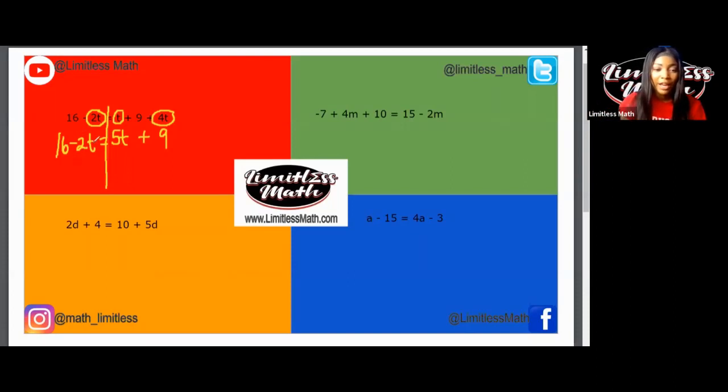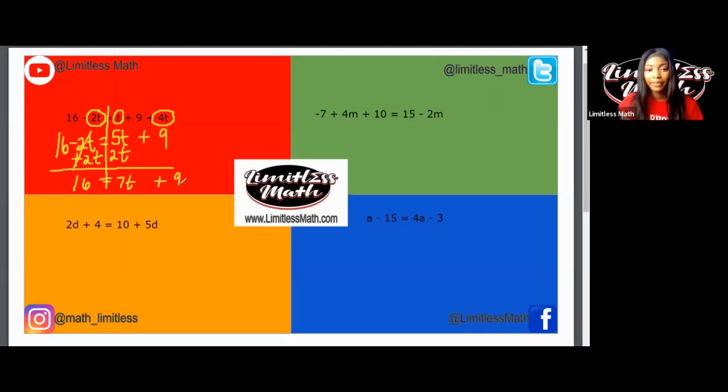In order to do that, I follow the same process of doing the opposite. So I will be adding 2t. Okay, negative 2t plus 2t is going to cancel. I knew that. That's why I did it. 16 equals 7t plus 9.